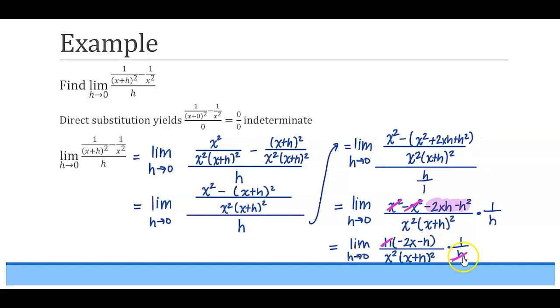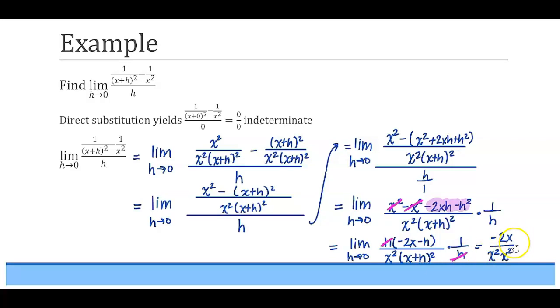So when those h's cancel, now if I apply direct substitution to the parts I have left, I'm not going to create an indeterminate form. So if I go ahead and substitute in 0 for h, the numerator is currently just negative 2x minus h. So then I have just negative 2x, because minus h would be minus 0, over the denominator has x squared, and then times the quantity x plus h squared. If I substitute in a 0 for h, I have x squared times x squared.